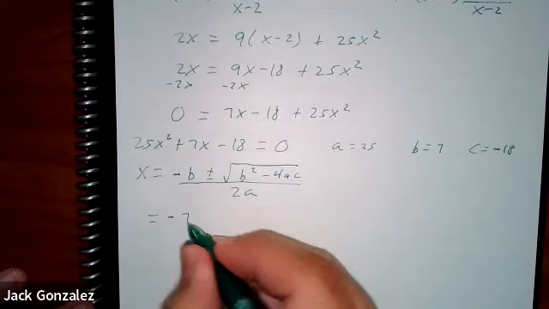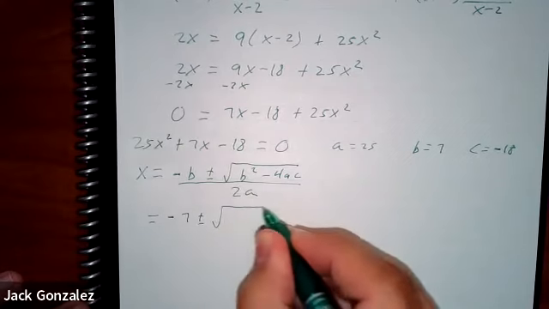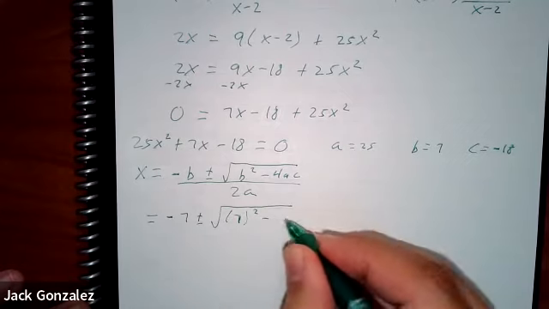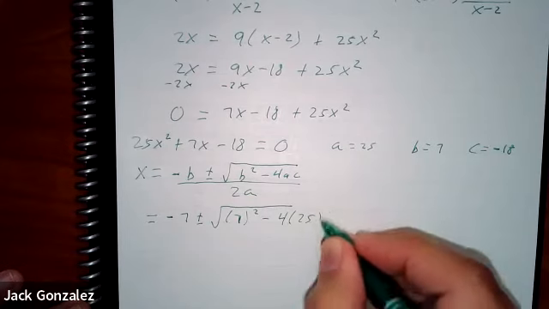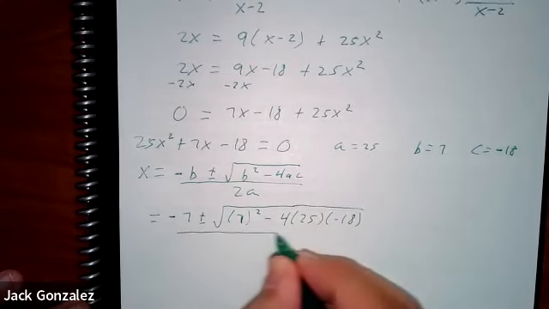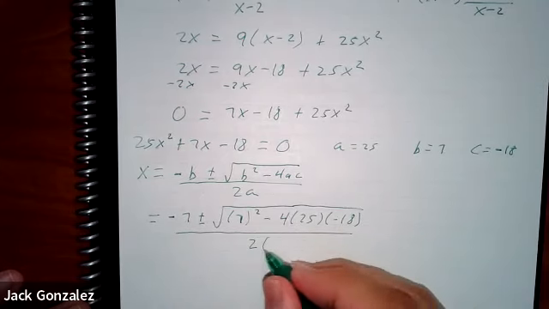So this becomes negative 7 plus or minus the square root of 7 squared minus 4 times 25 times negative 18, all over 2 times 25.